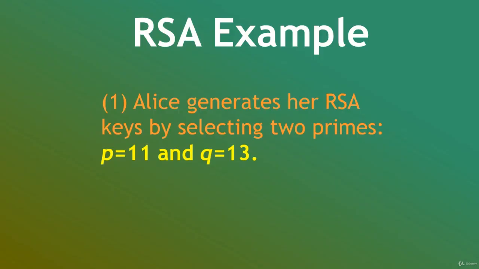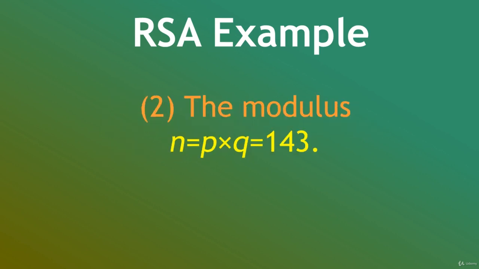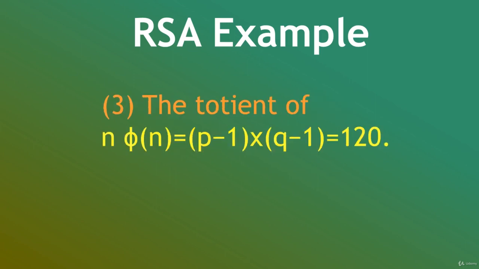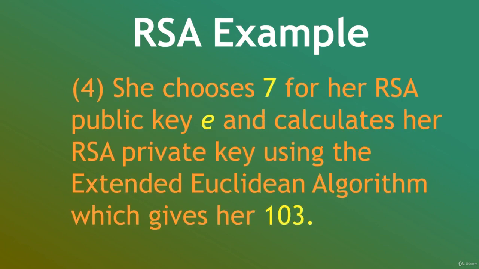While the math may sound complicated, an example can really simplify things. Let's look at a simple example. Alice generates her RSA keys by selecting two primes, where P equals 11 and Q equals 13. The modulus, therefore, equals P times Q, which is 143. Therefore, n equals 143. The totient of n, phi(n), therefore, equals (P minus 1) times (Q minus 1), which equals 120. Next, she chooses 7 for her RSA public key, e, and calculates her RSA private key using the extended Euclidean algorithm, which gives her 103.